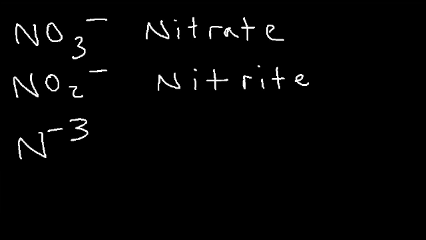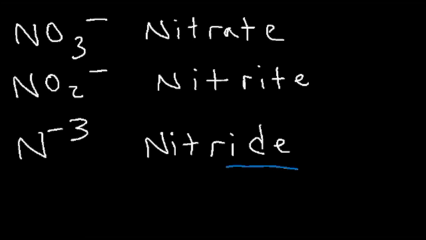This is nitride. Nitride is a monatomic ion. It's an ion that consists of one atom. Notice that if it's monatomic, it has the ending IDE. But if you see ATE or ITE, typically that represents a polyatomic ion.